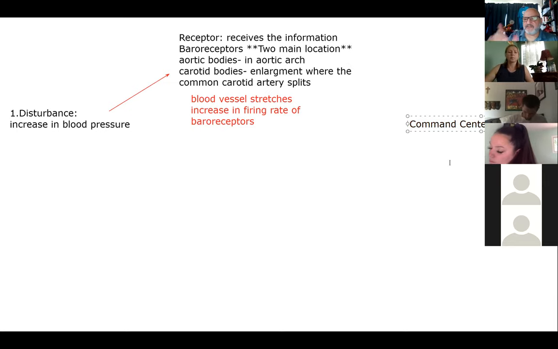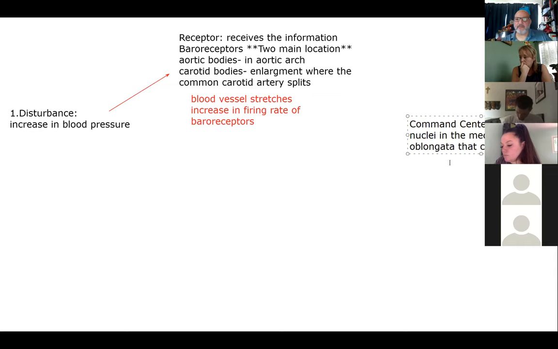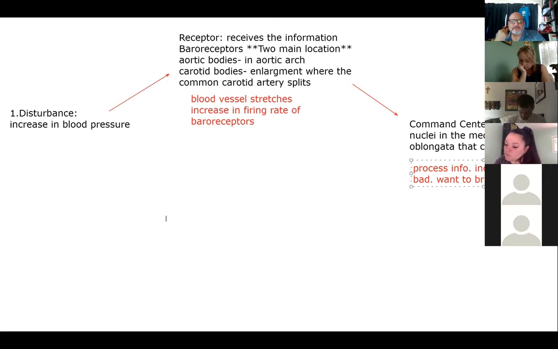Our command center in this case is going to be those nuclei in the medulla oblongata that control the heart. Excellent. In this case, with this particular stimulus, we get an increase in firing rate from the baroreceptors. So again, the job of our command center is to process the information, right? Increased BP bad, and bring it down. So it is then going to send information out to our effectors.